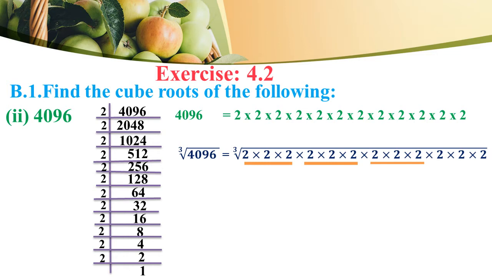Underline, make groups of 3. Then take one factor from each group. So, cube root of 4096 equal 2 into 2 into 2 into 2. 2 2s are 4, 4 2s are 8, 8 2s are 16. So, cube root of 4096 equal 16.